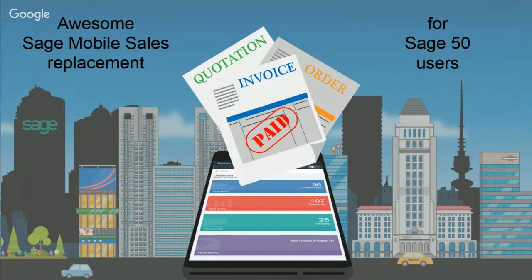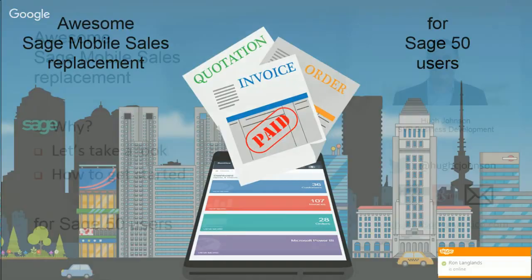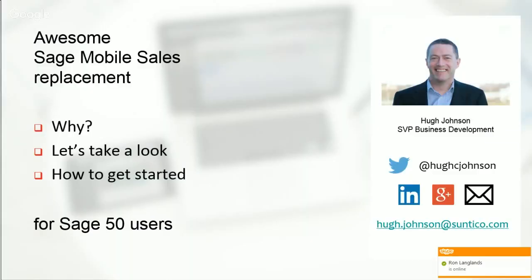Today we're doing a special Hangout on Air for companies that use Sage 50 accounting software, particularly Sage 50 accounting users in the United States using the US edition, and who may be looking for a replacement for the Sage mobile sales product that was discontinued last week. On the agenda today, we're talking about Suntico as an awesome Sage mobile sales replacement.